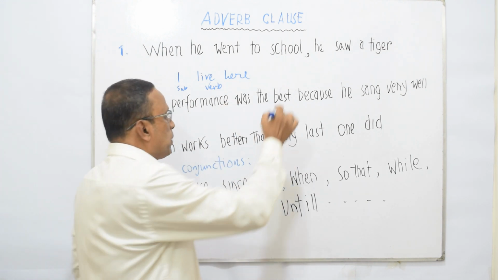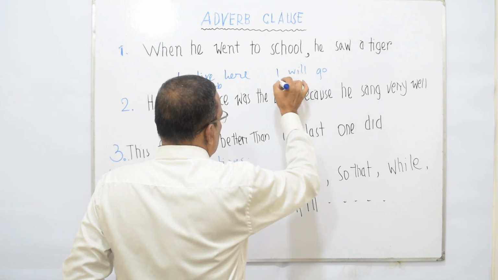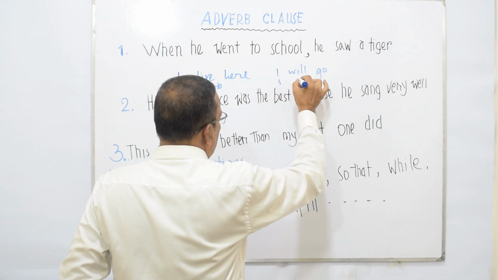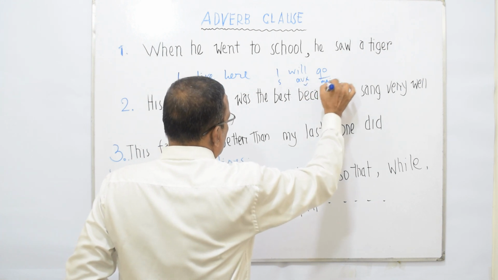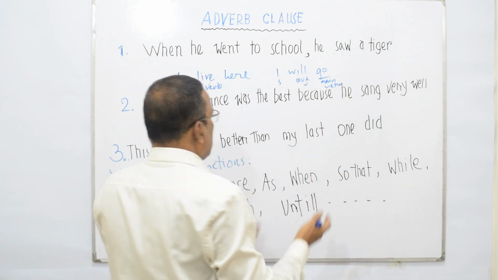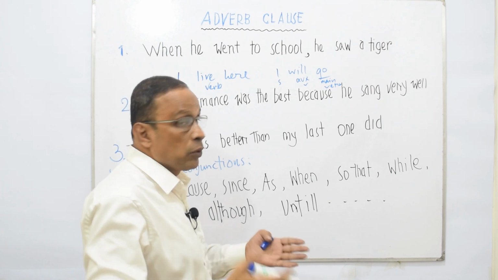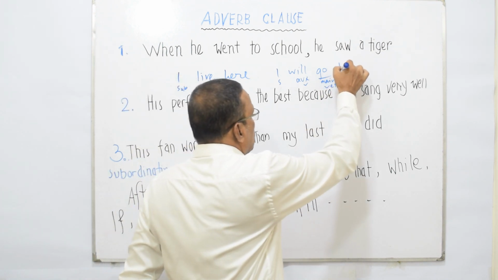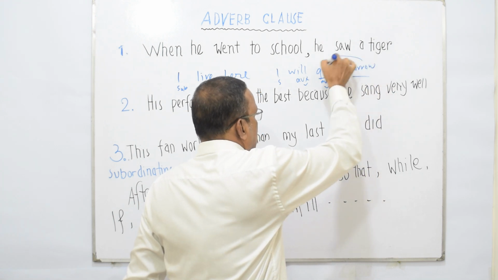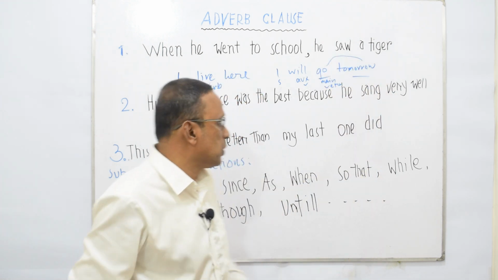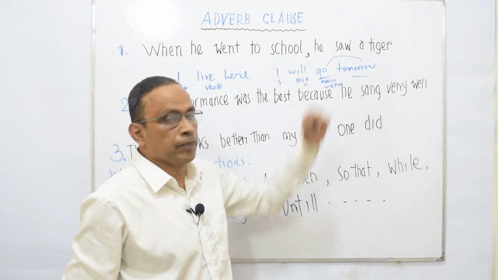Let me write down one more sentence. I will go. Okay, this is a subject. This is your auxiliary verb. This is the main verb. By reading this sentence, you can understand I will go, but nobody knows when I will go. So if I write down this word, tomorrow, T-O-M-O-R-R-O-W, this word is giving some information about my action, when I will go. So this word is an adverb, in fact, adverb of time.